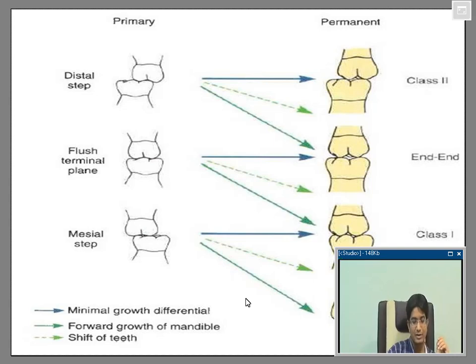Fine. Any doubt in this? This is a very important concept. So if you have any doubt, please ask me now so that we can move to the next slide, next question. Fine. I think everybody understood this. Okay, I'll move to the next slide.